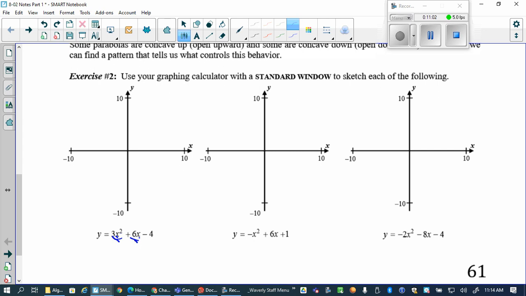When you get 0 plus 0 minus 4, you look confused. What's 6 times 0? What's 0 squared? 0. And what's 3 times 0? So 0 plus 0 minus 4. That's all that's left. So x is 0. You must have a y-intercept at -4. Like right about there, right? Okay. Now put in your calculator, and your rough sketch should definitely go through y of -4.